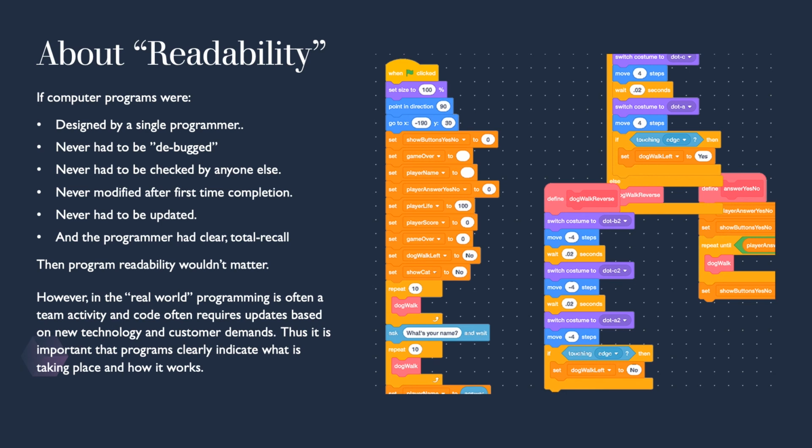So you need to document everything real well because programs do have to be updated. There's new technology that comes out that people want to use. Customers say, hey, can you make it do this now? Well, if you don't have documentation, you can't figure out how it works in order to update it. And so think about readability and having lots of good comments on your code.